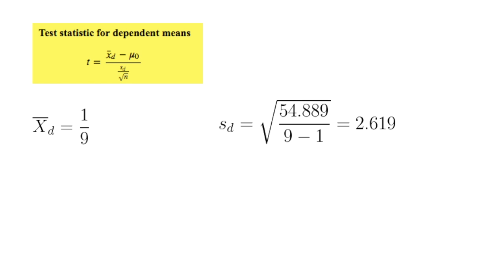We can use these values that we've computed to compute the test statistic for dependent means now. We have our sample mean of 1 over 9 and our sample standard deviation of 2.619. Our t-test statistic is 0.127.